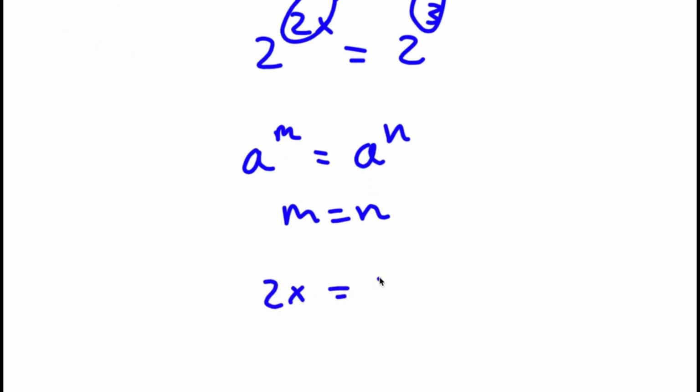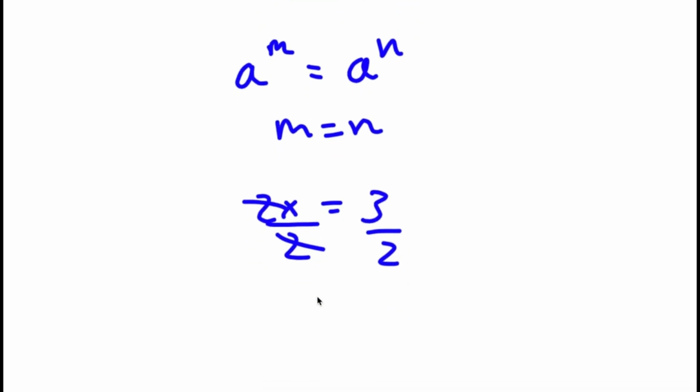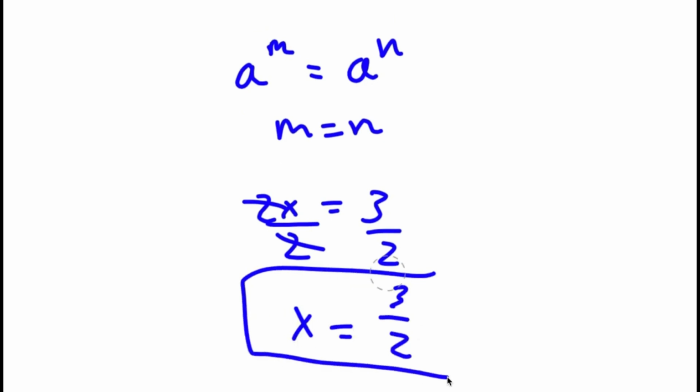So I have 2x is equal to 3, so I'm simply going to divide both sides by 2. These two cancel out, and I'll be left with x is equal to 3 over 2. So this is my answer.